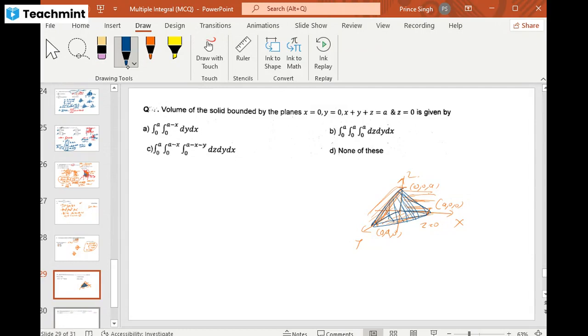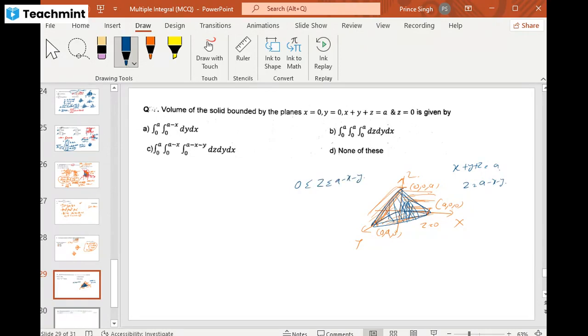When I want to find the limit of z, we start from z equal to 0 and go up to this surface. What is this surface? This is the surface x plus y plus z equal to a. So what is the limit of z? a minus x minus y. I told you the limit of z varies from surface to surface. So the limit of z varies from 0 to a minus x minus y.